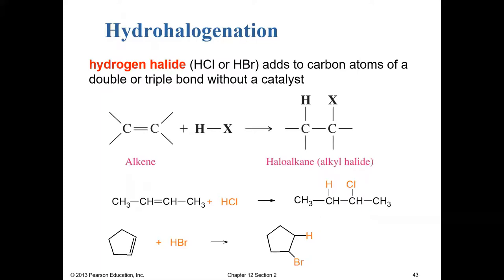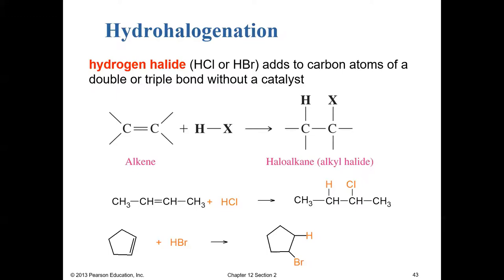So in hydrohalogenation, in this case, we're adding a hydrogen halide. So we're adding actually a strong acid. We're adding HCl, HI, HBr, or HF. It has to be hydrogen and a halide. And we're going to make what we call a haloalkane. So we're going to break apart that bond. And to the side that has the most hydrogens, we're going to add the hydrogen, because it's going to want to go to the side where it has more of its friends. And to the other side of the bond, we'll add the halogen atom.